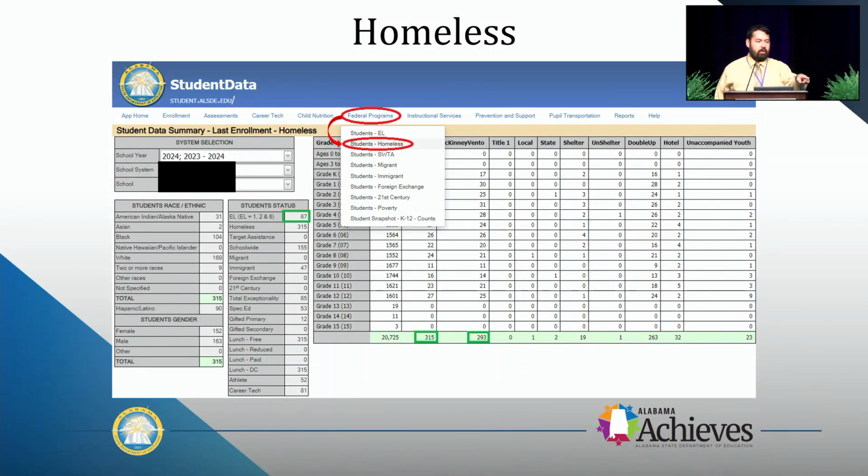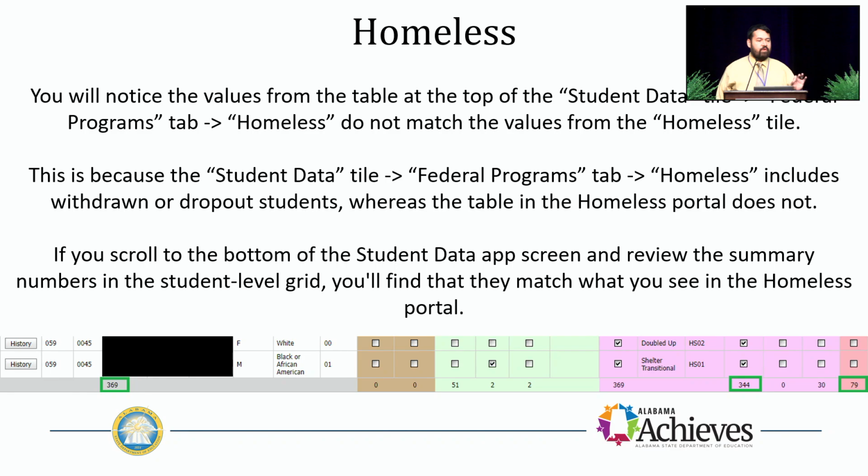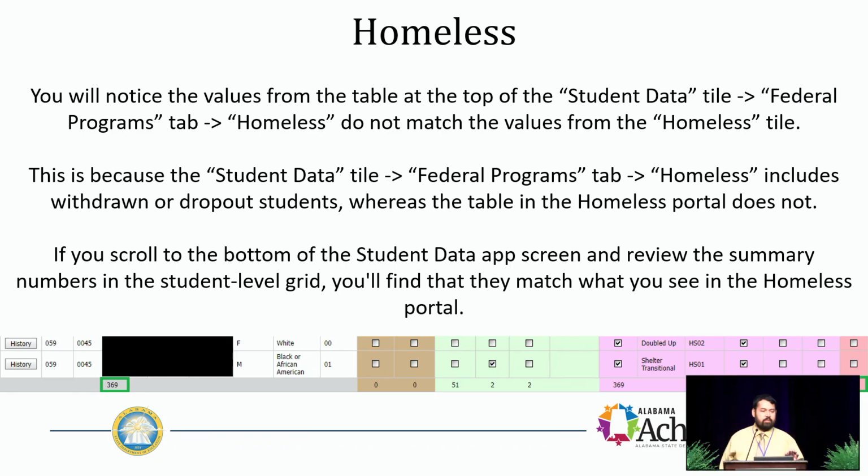when you go to compare in the student data tile, I'm going to skip ahead here a little bit, the difference in values is because the homeless portion of the student data tile includes the withdrawn and the dropout student counts, whereas in the homeless tile itself, it does not. So again, don't worry if you don't see that one-to-one match. The reasoning for that difference is because of the fact that the withdrawn and dropout count is included in the student data portion, while the homeless portion does not.